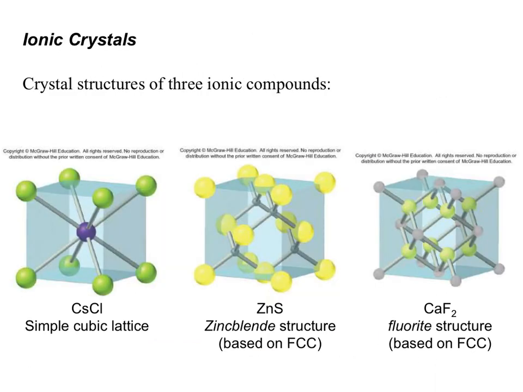Here are 3 crystal structures of ionic compounds. We have cesium chloride, which is just a simple cubic lattice. We have a zinc sulfide or zinc blende structure, which is based on the face-centered cubic. And we have calcium fluoride or fluorite structure based on the face-centered cubic structure. Note that in the first one, cesium chloride, the simple cubic lattice is focusing on the chlorides. With the zinc blende, we are focusing on the sulfides, and with calcium fluoride, we're focusing on the fluorides.